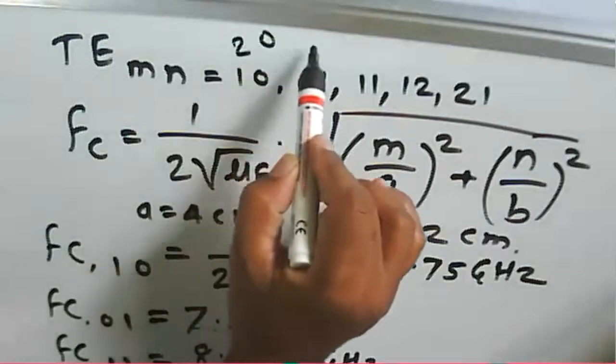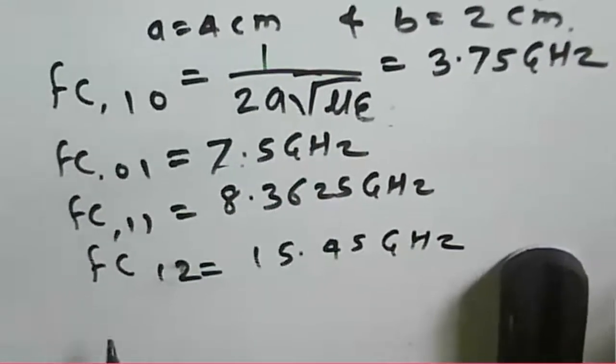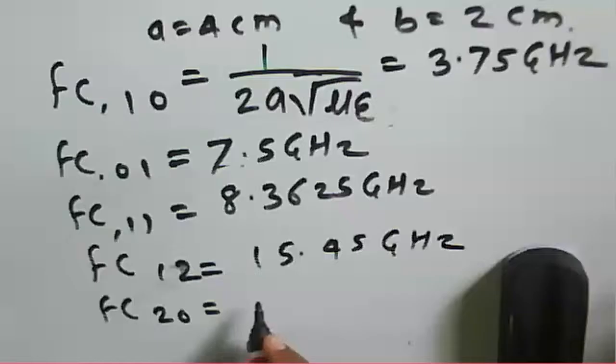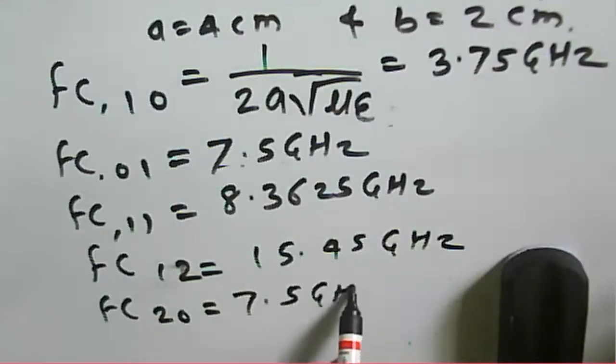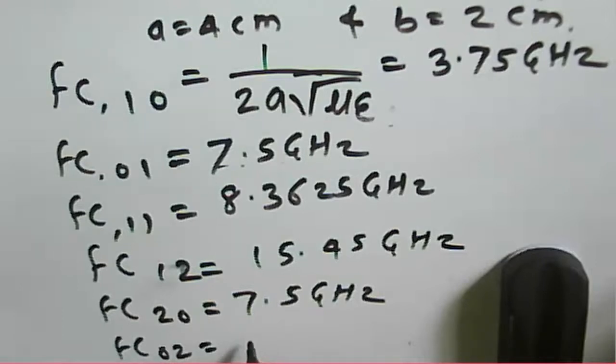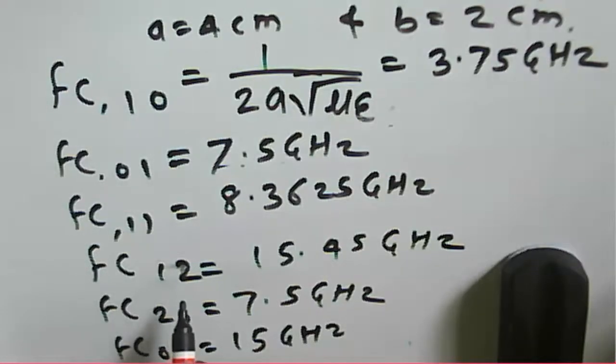Even we can calculate Fc 2, 0 and also Fc 0, 2. Fc 2, 0 is equal to 7.5 gigahertz, and Fc 0, 2 is, instead of twice a, it will be 4 b, so that will be 15 gigahertz. Then we will find Fc 1, 2, then Fc 2, 1, which will be equal to 10.5 gigahertz.